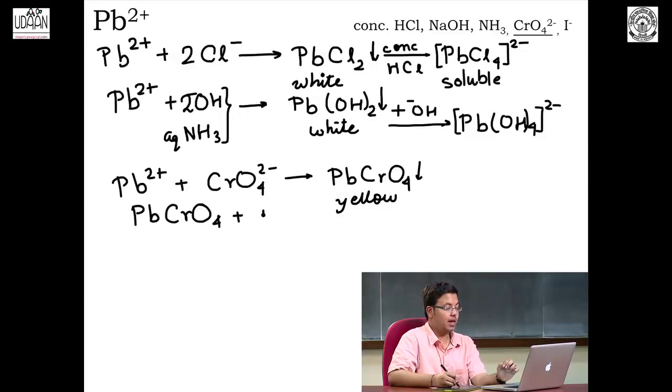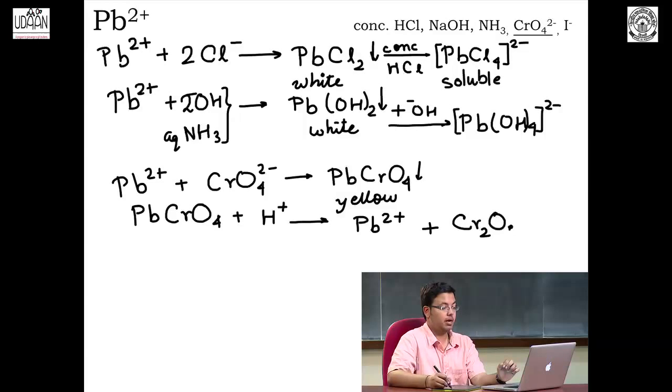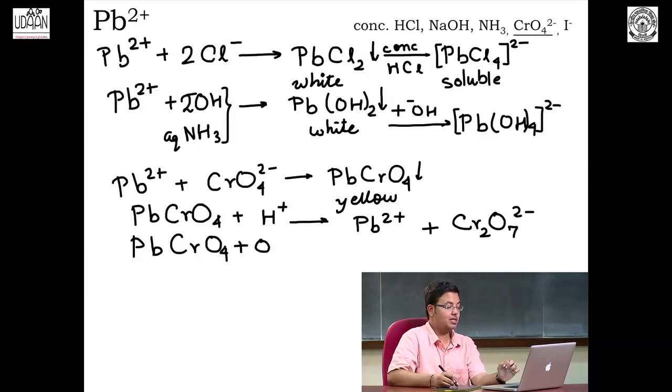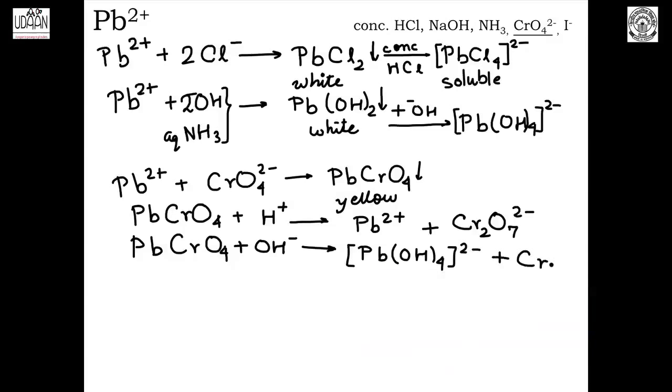PbCrO4 in acidic solution will give back Pb2+ goes back into solution plus dichromate ion. Balancing is trivial. Similarly, PbCrO4 in alkaline solution will give Pb(OH)4 2- plus CrO4 2-.